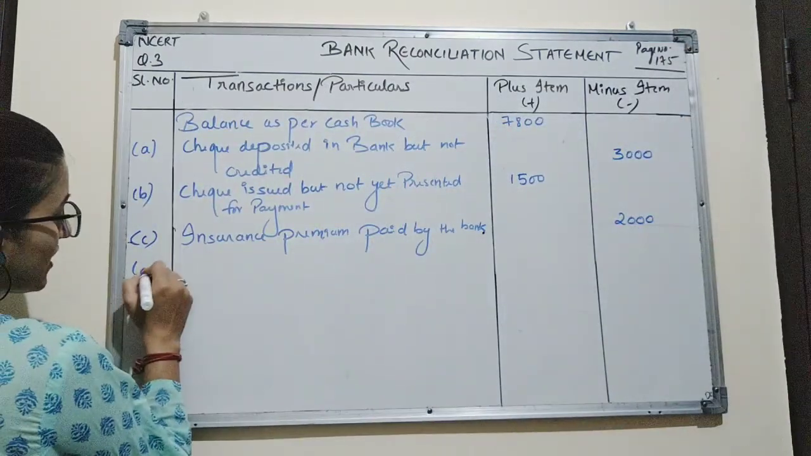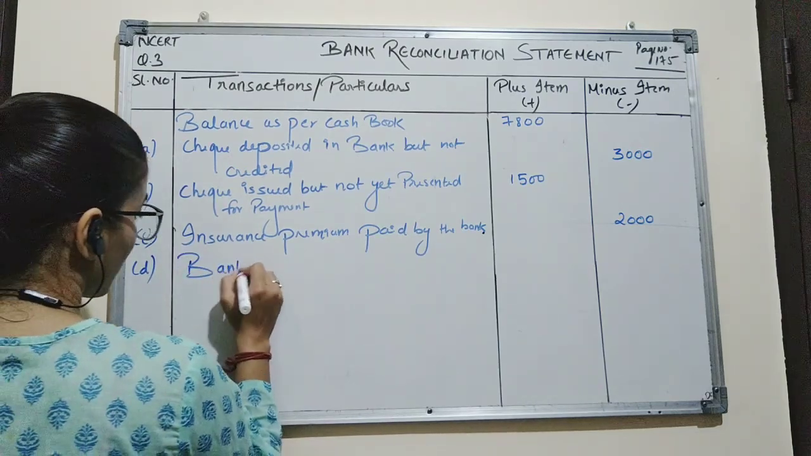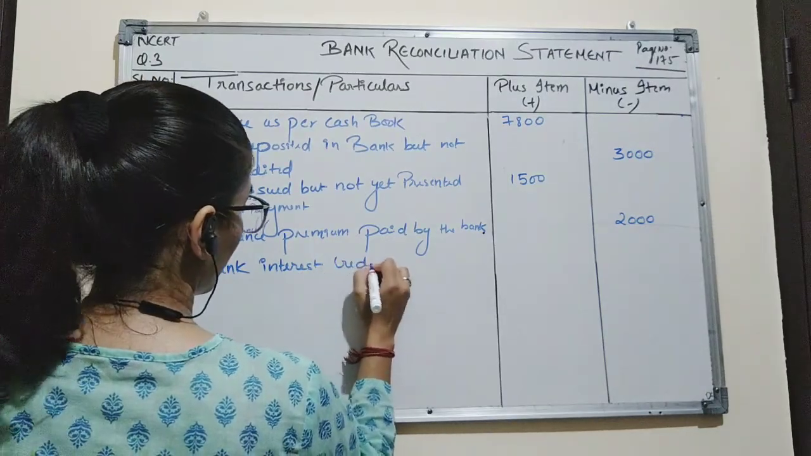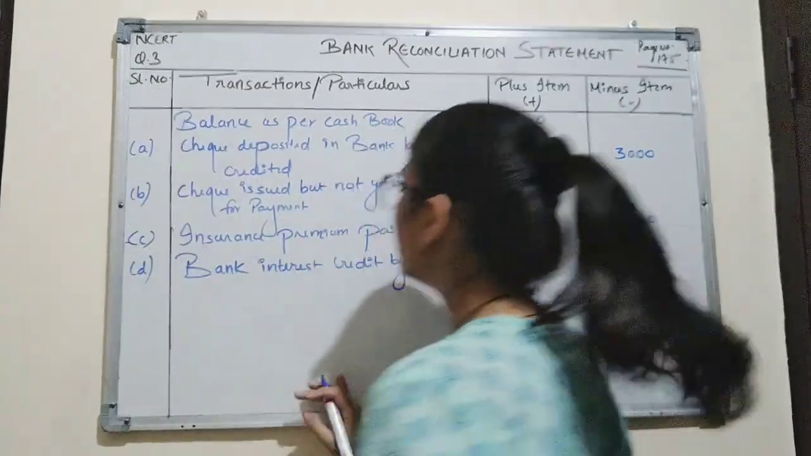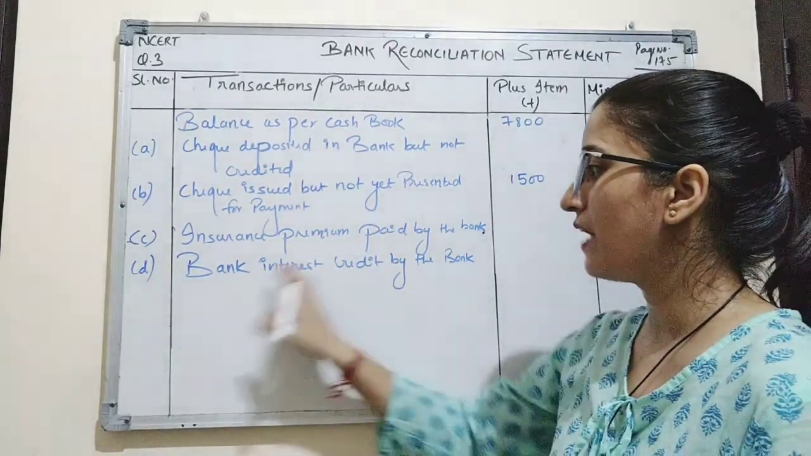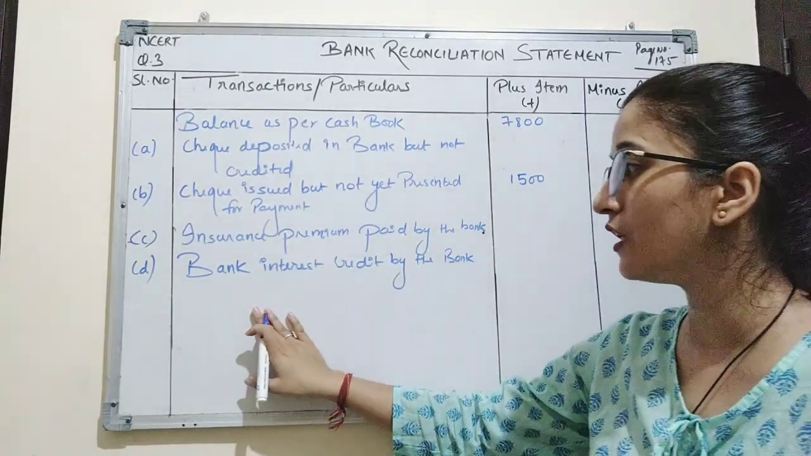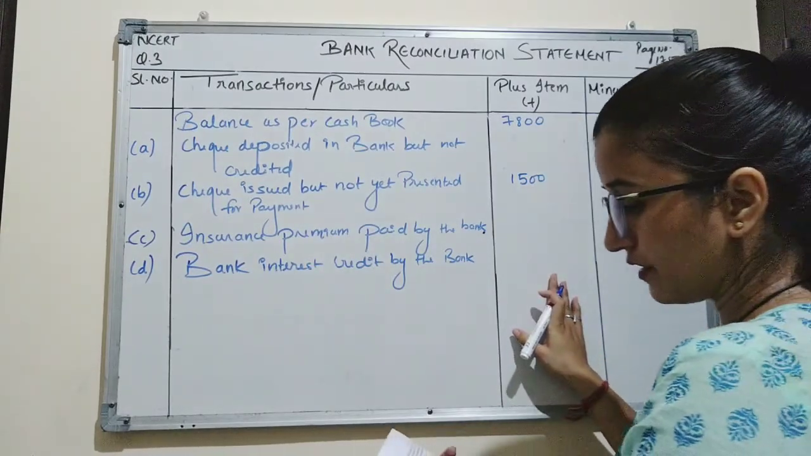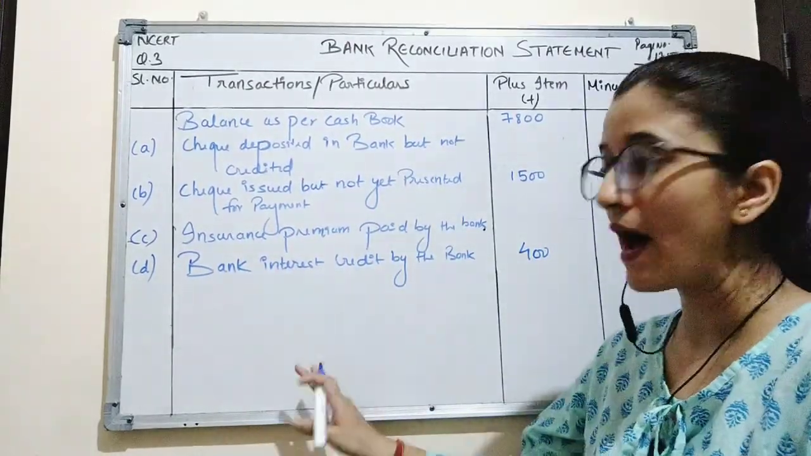Now, next transaction is bank interest credited by the bank. Now here interest has been credited by the bank, but the businessman has not received that interest yet. That means the cash book will show an increased balance only. To reconcile that balance, we will write that amount in the plus item, and the amount is 400.